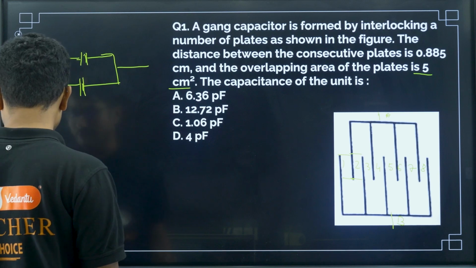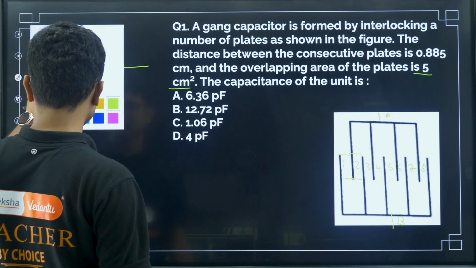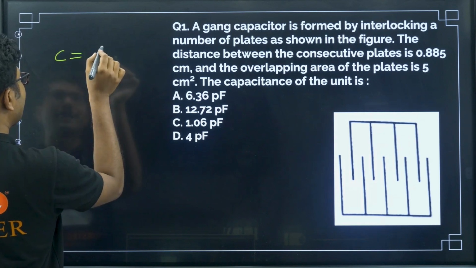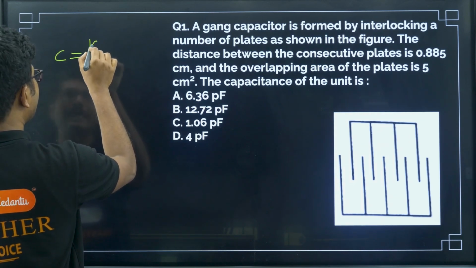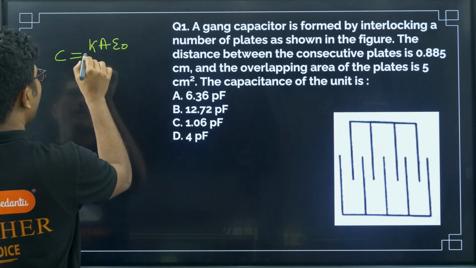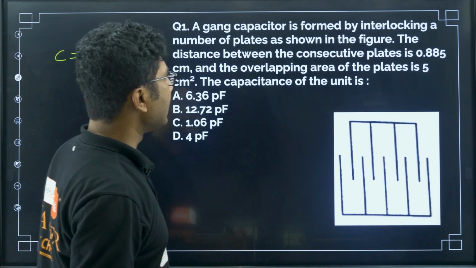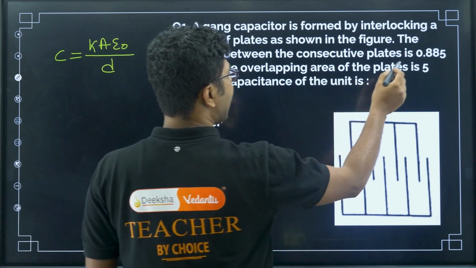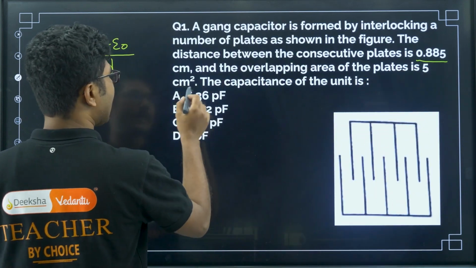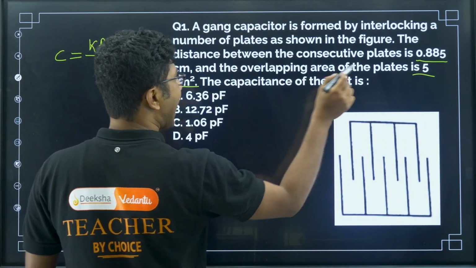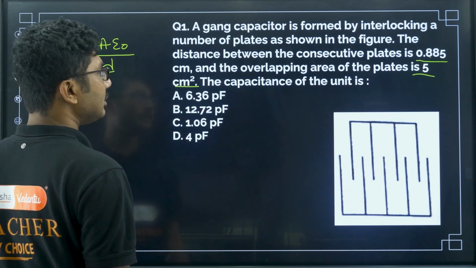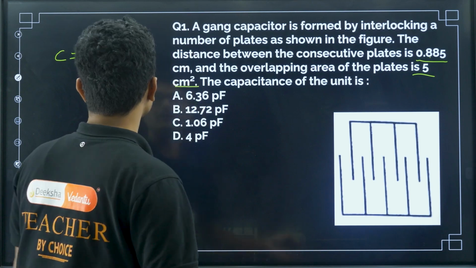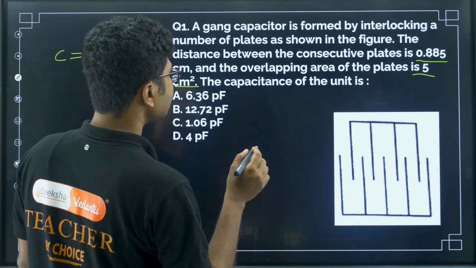First we will calculate the capacitance for one capacitor. What is the formula for capacitance? We know that for a parallel plate capacitor, the formula is K A epsilon naught by d. Here they have mentioned that there is no other medium than air. The area of the plate is given as 5 centimeter square, and the distance is 0.885 centimeter. Now we have to convert everything into meters so that we don't have to convert any units.